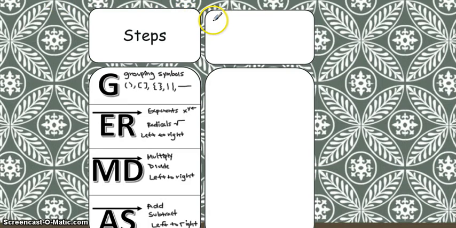Alright, watch carefully before you write this one down. We have 10 plus 5 squared times 2 over the absolute value of negative 6 times 2. Okay, write that down. Alright, so we have to decide if there's a grouping symbol.